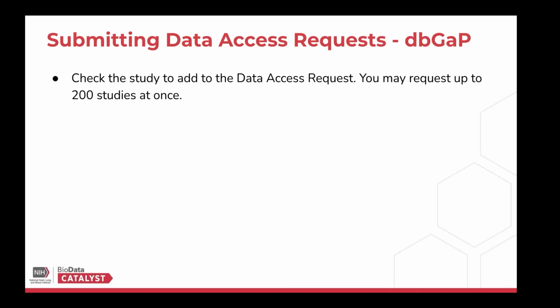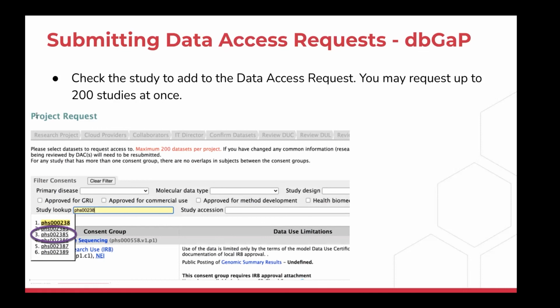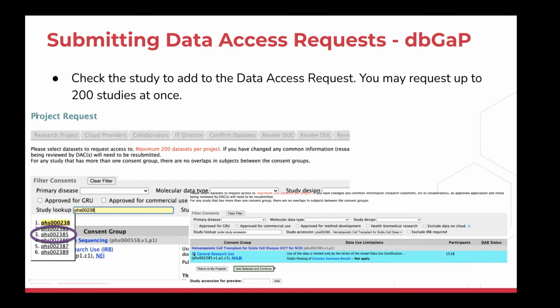And then you would do the actual request. You would check the study that you want to add to the request, and you can request up to 200 studies at once. So if there's a lot you're interested in, you don't have to do this over and over. You can request up to 200.